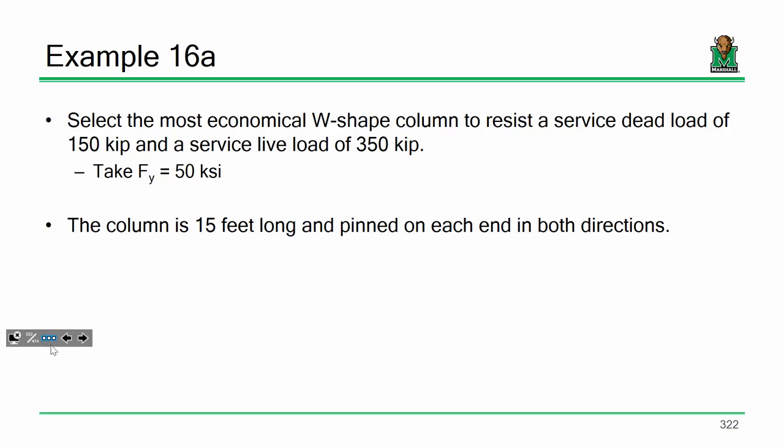So I want to select the most economical column to resist a service dead load of 150 kips and a service live load of 350 kips. The column is 15 feet long, and it's pinned on each end in both directions. So this is sort of going to what you were saying, that if you had the same column with the same boundary conditions in both directions, well, then the weak axis is going to govern. Okay? But if the boundary conditions change, then you have to go through and check your strong axis capacity. Sound good? All right. So let's go through this process and see how it would work.